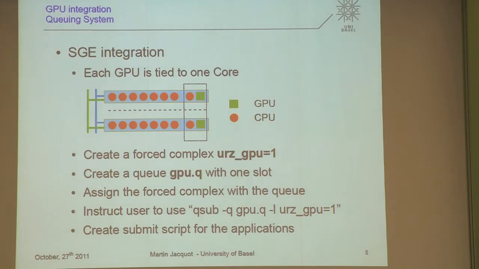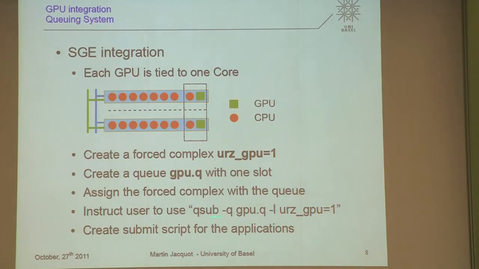To control the access to the GPU, we do the following. We create a force complex in SGE. We create a queue with one slot for each node, and we assign the force complex to this queue. That means that the people who want to use this queue have to use it with the queue name and with the force complex. That's the only way to get into the queue. And that was very important.